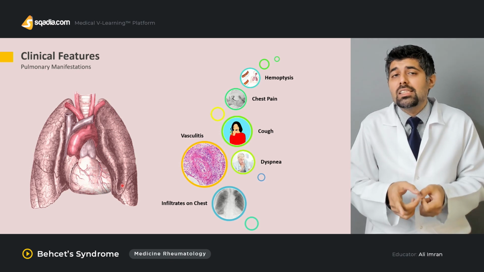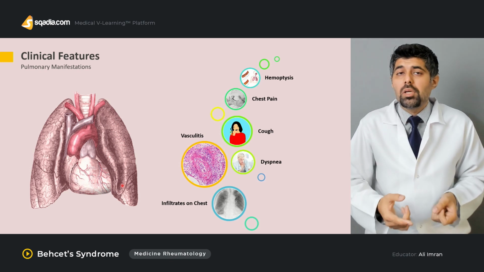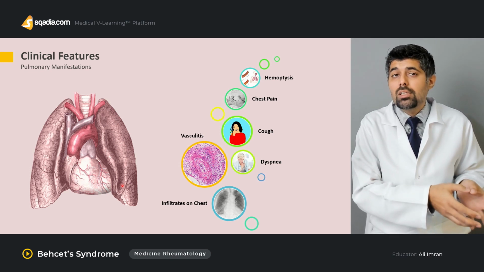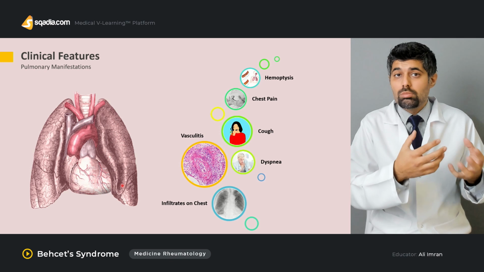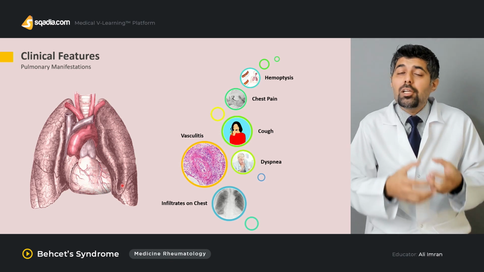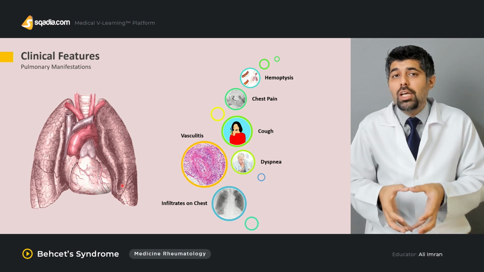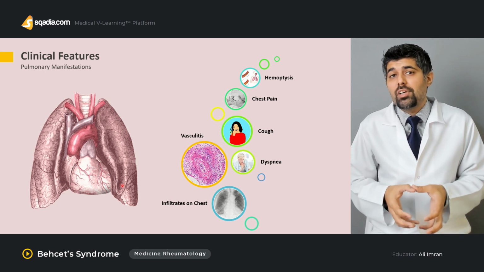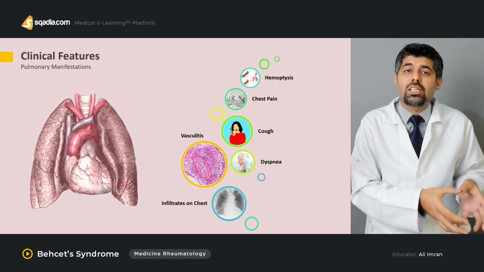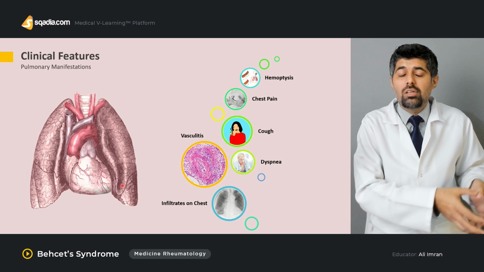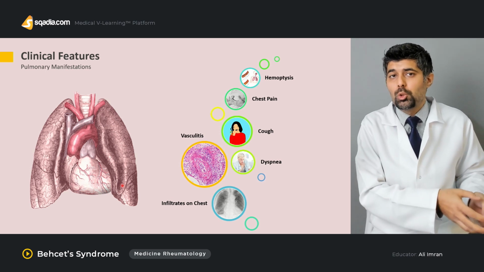Because in this disease, we give anti-inflammatory agents, but if it's a thromboembolic event and the infiltrates are due to that, we give antithrombotic therapy. So we have to differentiate what kind of infiltrates are showing on the chest X-ray and distinguish them from the manifestation of Behcet syndrome.